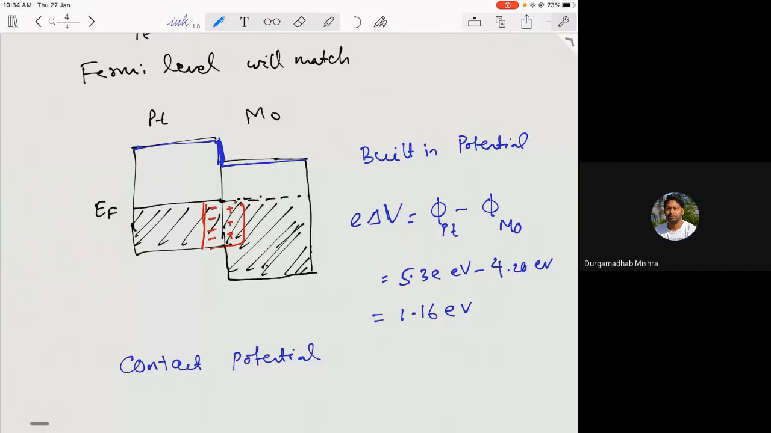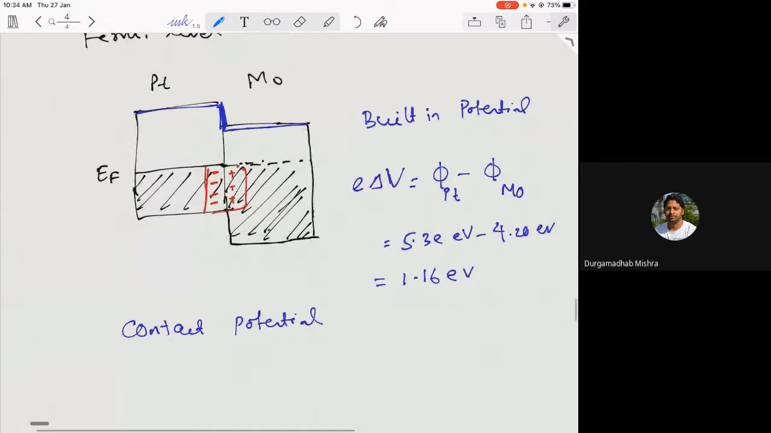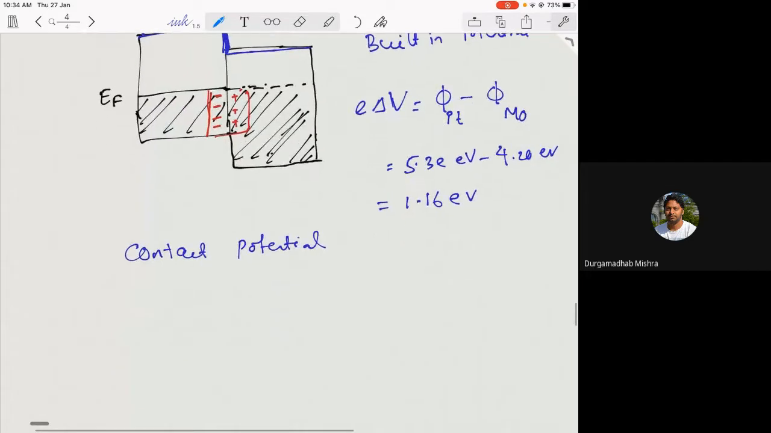So when this contact potential develops, when you make the junction, it doesn't change the work function. Only the Fermi level will align or match. And what happens if the Fermi level is not matched? What happens in the case when your delta EF is not equal to 0, when you have just made the junction?